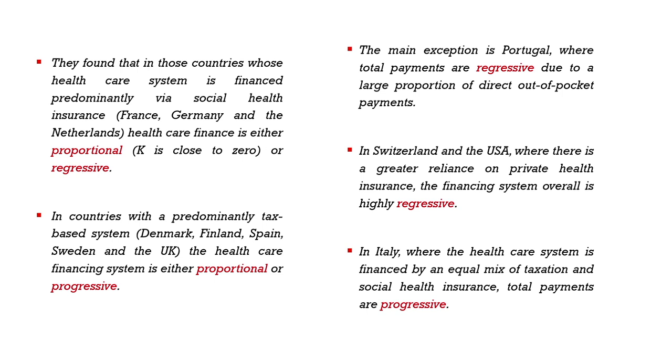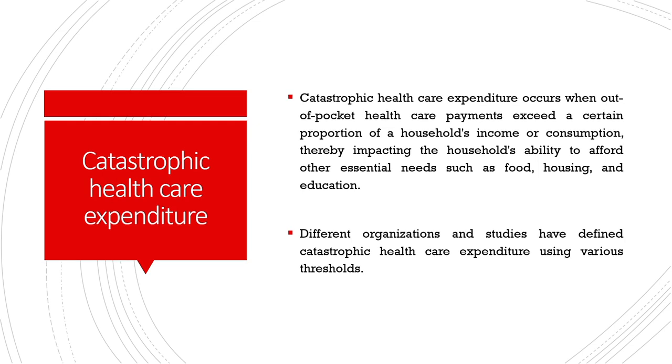And while there are no clear-cut answers to whether a progressive healthcare financing system is more preferable than the others, because it is largely an issue of value judgment based upon the idea of distributive justice and fairness, different countries across the world carry out healthcare financing in different combinations of progressive, regressive, and proportional systems. So, with this, let me move to the second part of the lesson, where we discuss catastrophic healthcare expenditures.